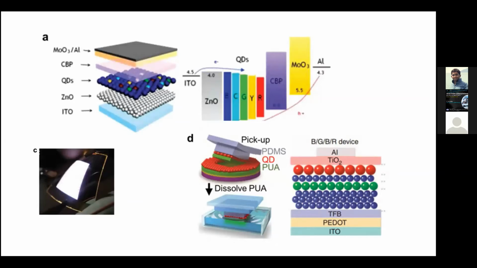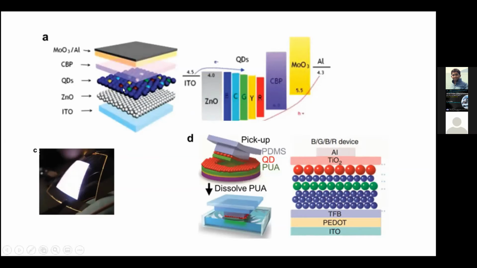So how do you get white light? You can see it here. Either you have a mixture of quantum dots in one layer, or you have different layers, blue, cyan, green, yellow, red, one by one. When you apply the bias, each one emits, and when it comes out, it is white. In my opinion, this is the best way to get very good white light emission.